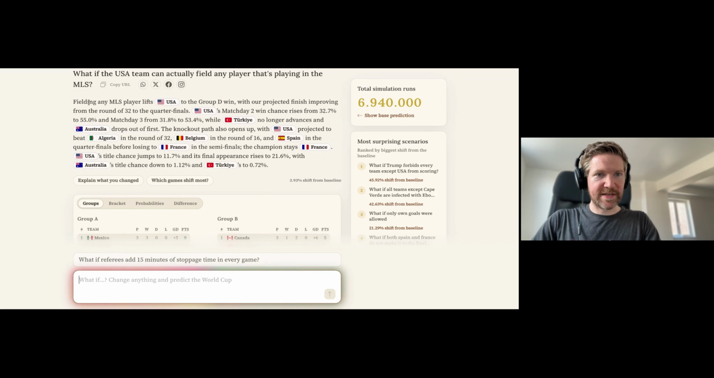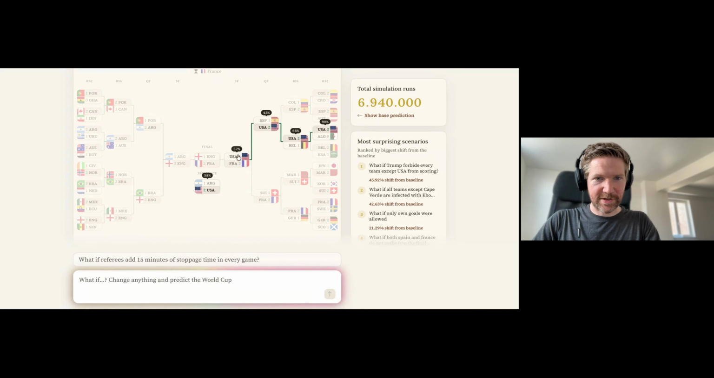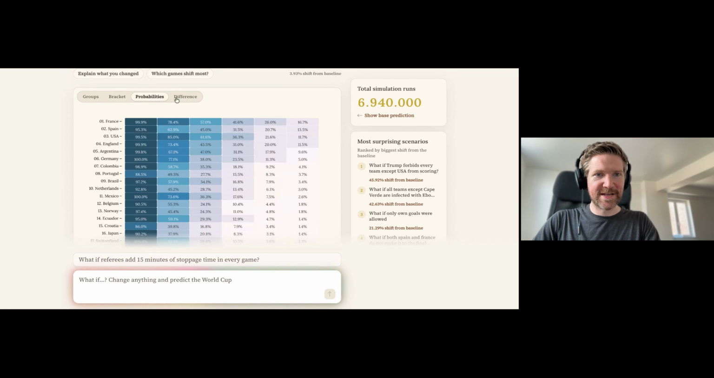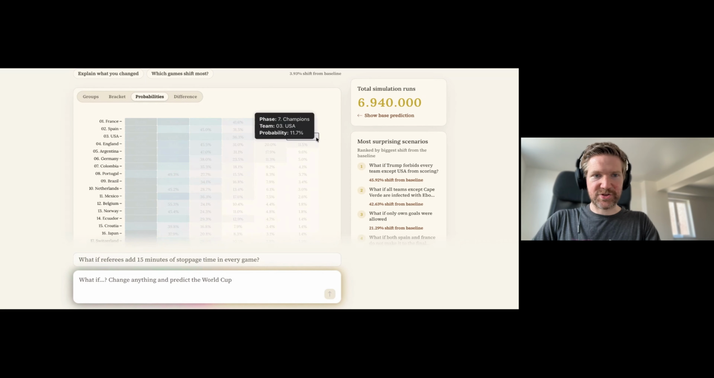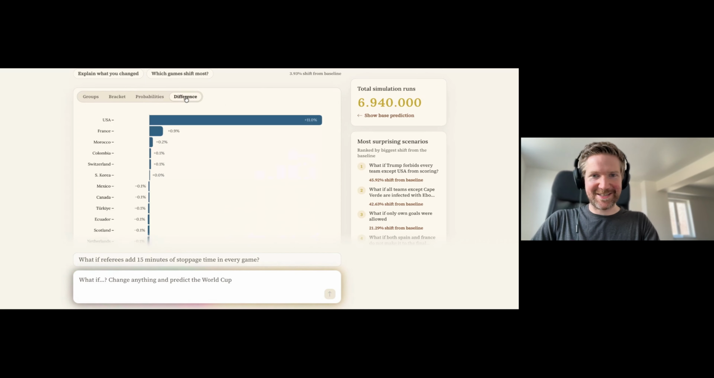And so what do we see? Fielding any MLS player lifts USA to the Group D win. And we think, let me see where they are. We think that they actually make the semifinals now and lose against France. And here in the probability table, we see that they've jumped up to third place overall in probabilities by having access to that quality player pool.